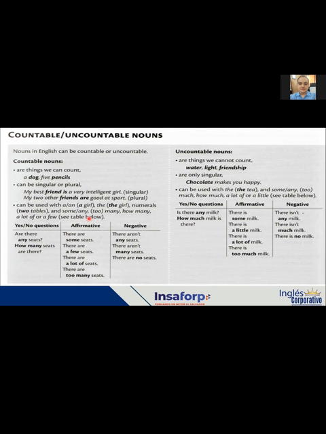There are some seats. There are a few seats. There are a lot of seats. There are too many seats. Thank you very much.